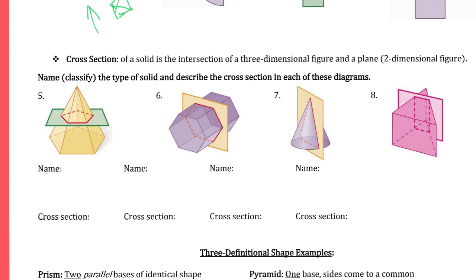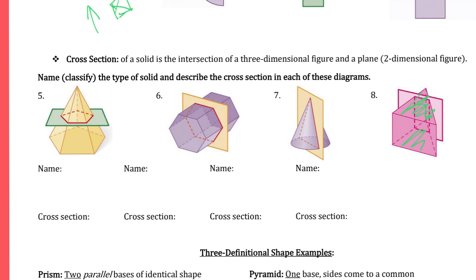The last one, number 8, talks about what you would have if you had this part right here. It looks like it would be a pyramid, but it's not. Notice it doesn't go to a point. It's a triangular prism, because you notice this triangle is the base on the top. So you can see it is a triangular prism right there and right here.